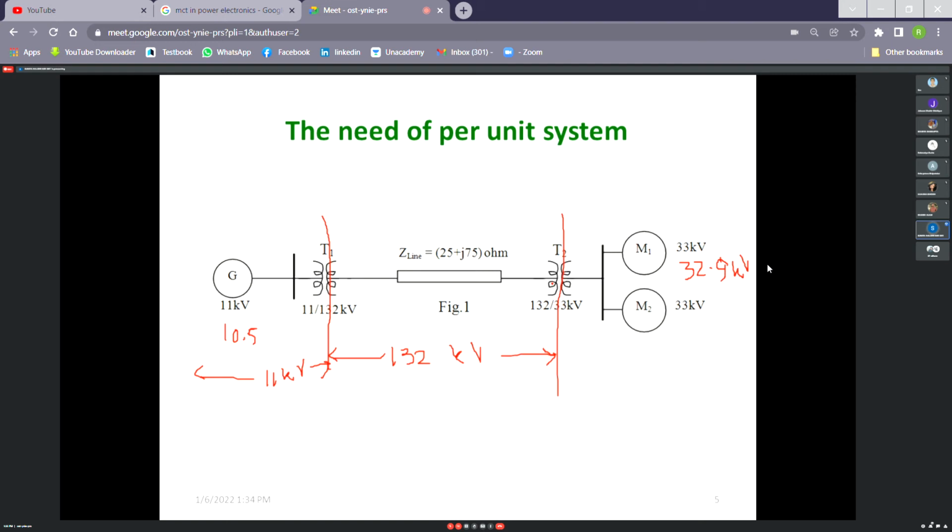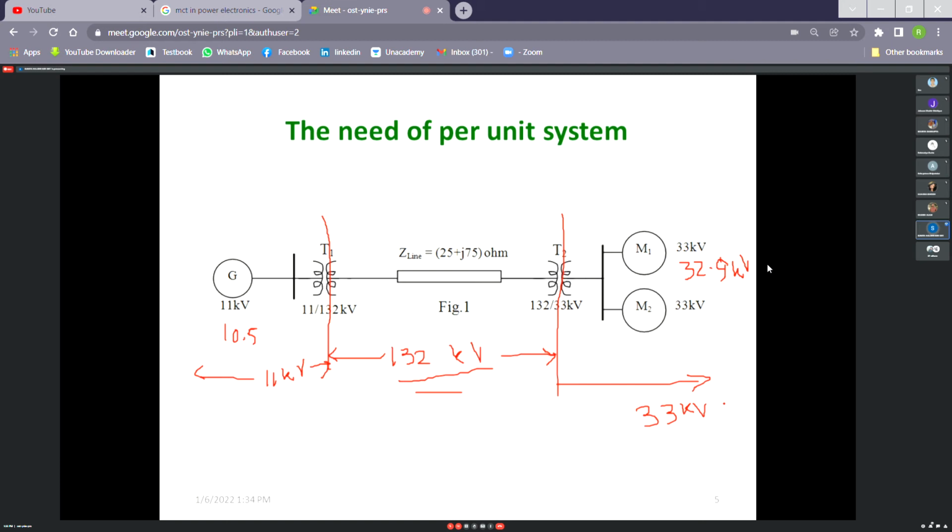Ideal voltage should be 132 kV if there is no voltage drop. But at the receiving end, obviously voltage will be less than 132 kV. But the maximum voltage available in that range will be taken as the base value. And for this range, it will be 33 kV. So in this way, we assume a different base voltage for different sections of a power system.